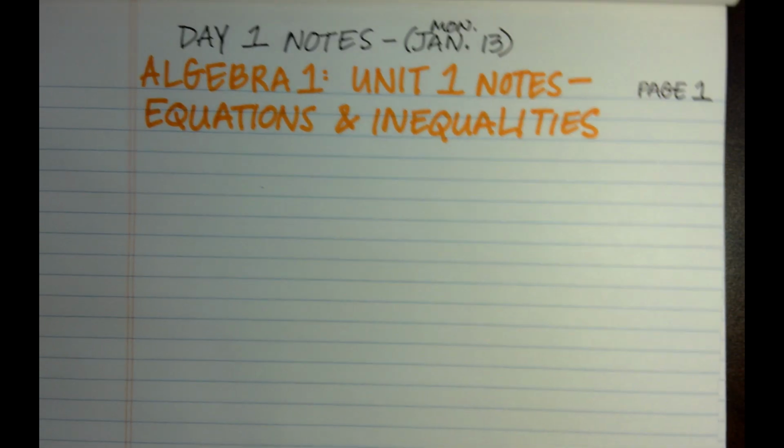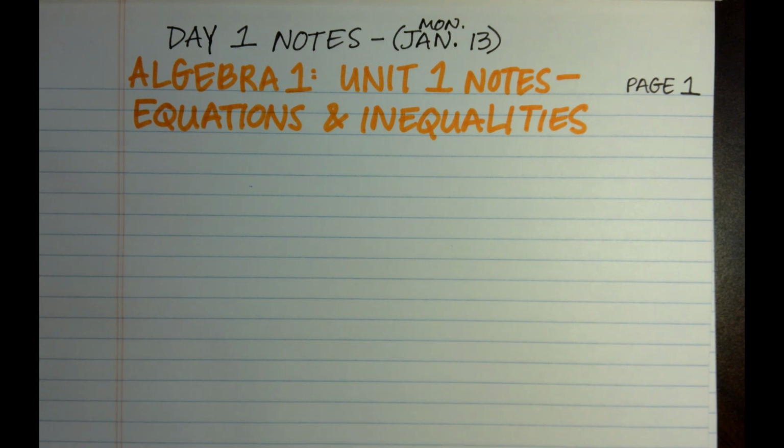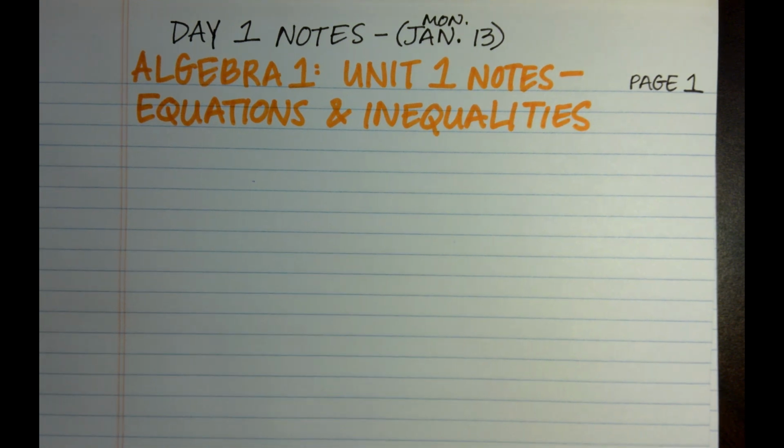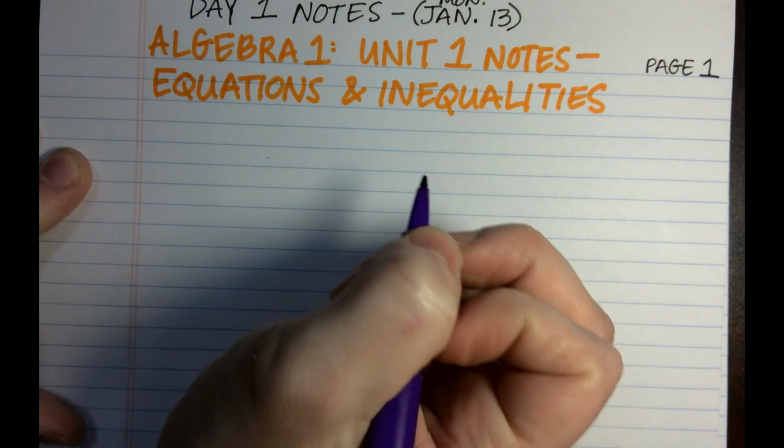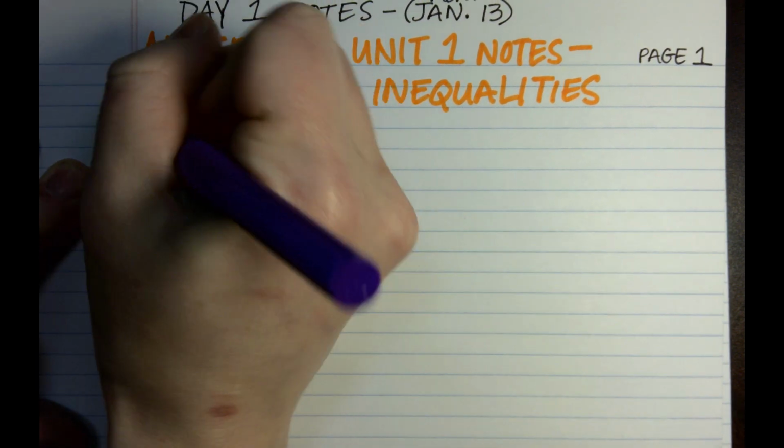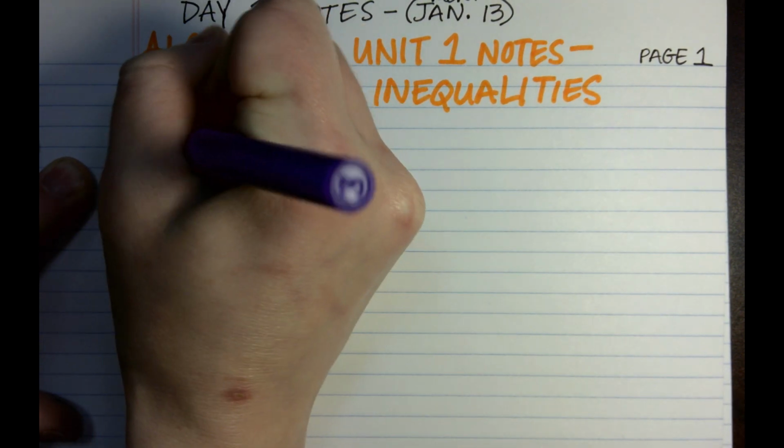So, let's start with just defining a few of the words that you're going to hear me say a whole lot in here. The first word that we're going to talk about is variable. Again, we already touched on it a little bit, but let's just have a definition written down. So, variable.